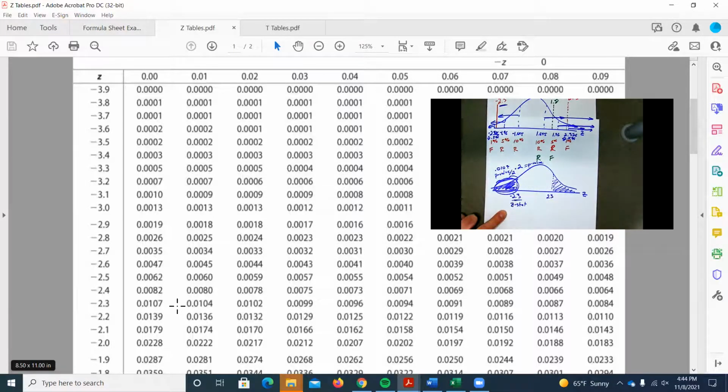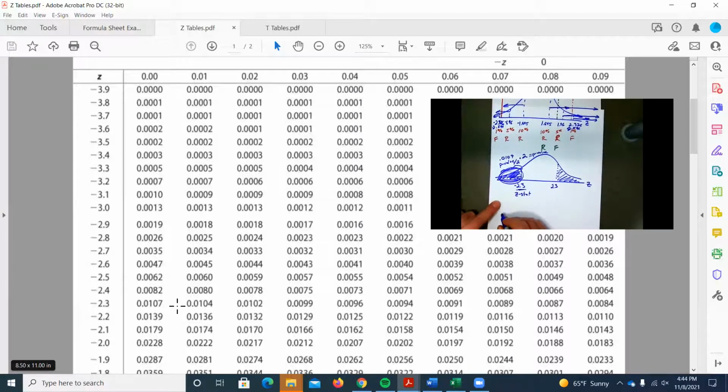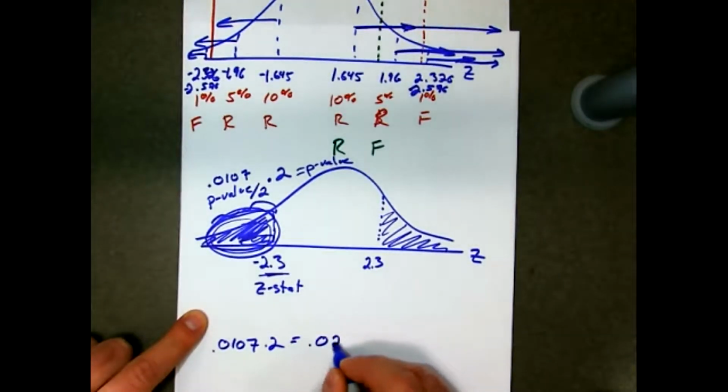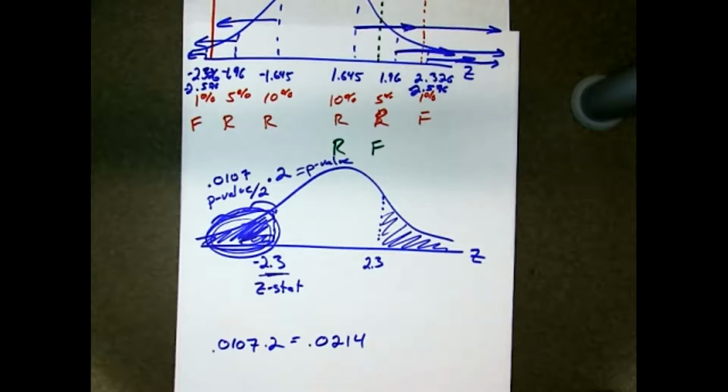Okay. So I've got the area in this lower left tail. For a two-tailed test, I still have to multiply it by 2, right, to get my final p-value of 0.0214. Wait, did I go this way? Yeah.